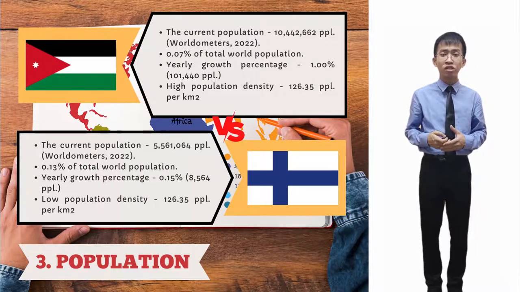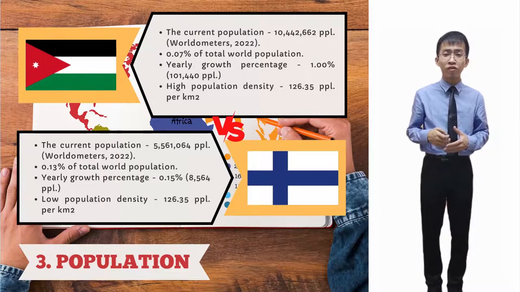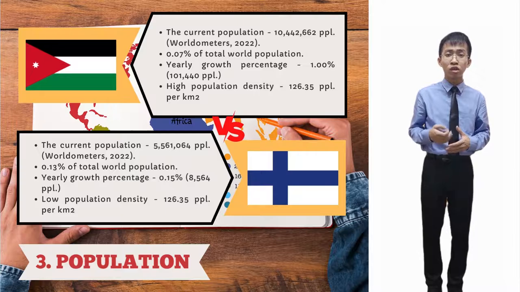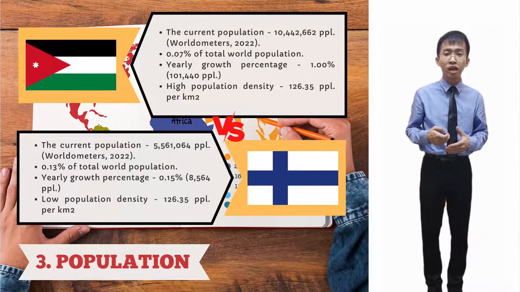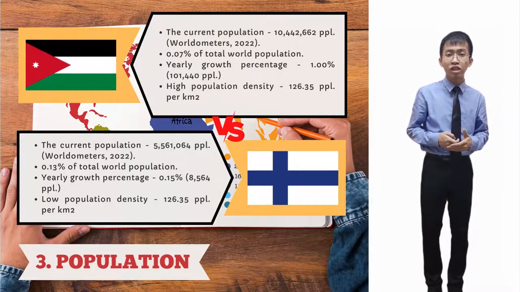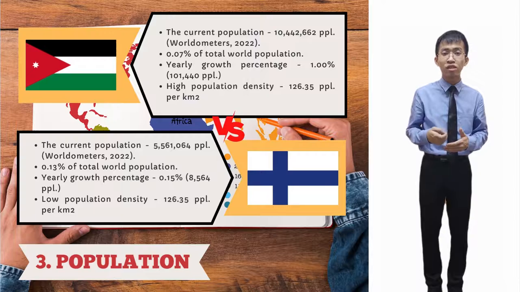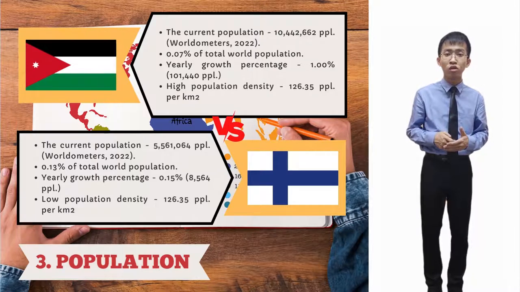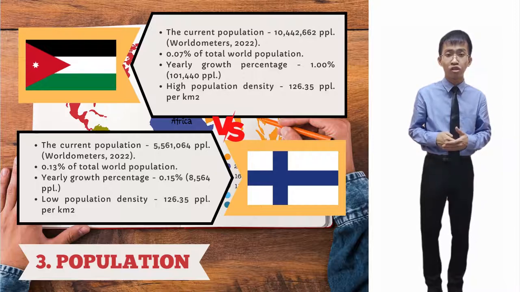Other than that, there is a huge difference between both countries' population density, where Jordan has a high population density, which is 115 people per square kilometer, while Finland only has 18 people per square kilometer. All of the statements that I just mentioned show that there is a large gap between Jordan and Finland in terms of their population.